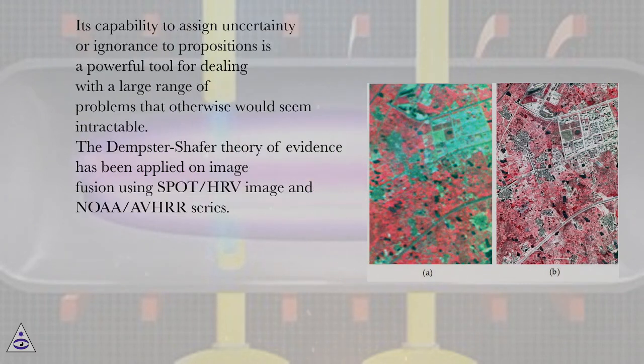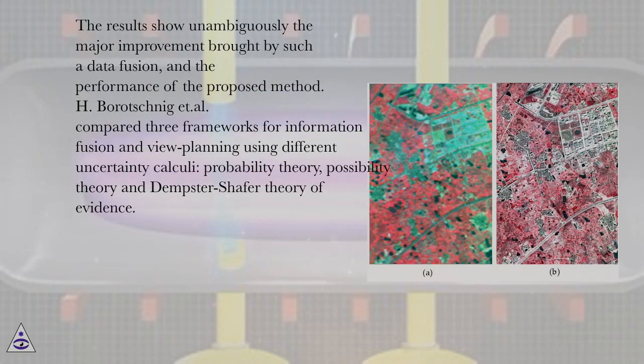Its capability to assign uncertainty or ignorance to propositions is a powerful tool for dealing with a large range of problems that otherwise would seem intractable. The Dempster-Shafer theory of evidence has been applied to image fusion using SPOT/HRV images and NOAA/AVHRR series. The results show unambiguously the major improvement brought by such a data fusion, and the performance of the proposed method.